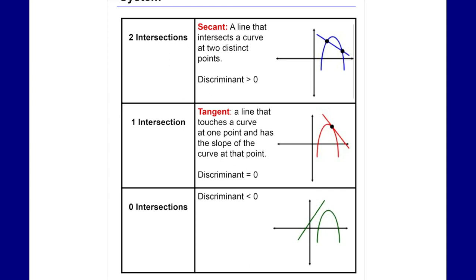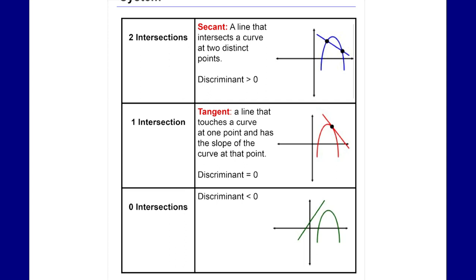If we have one intersection, our line is called a tangent. It touches the curve at one point, and the slope of the line is the slope of the curve at that single point. And again, once we combine the 2 equations, the discriminant would have to equal 0.